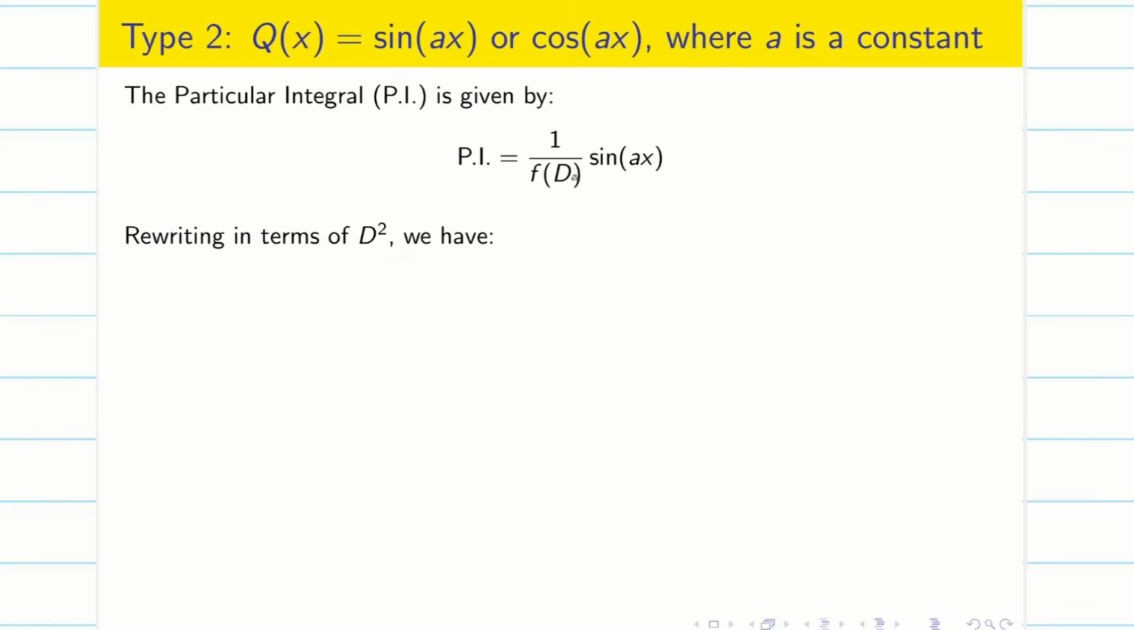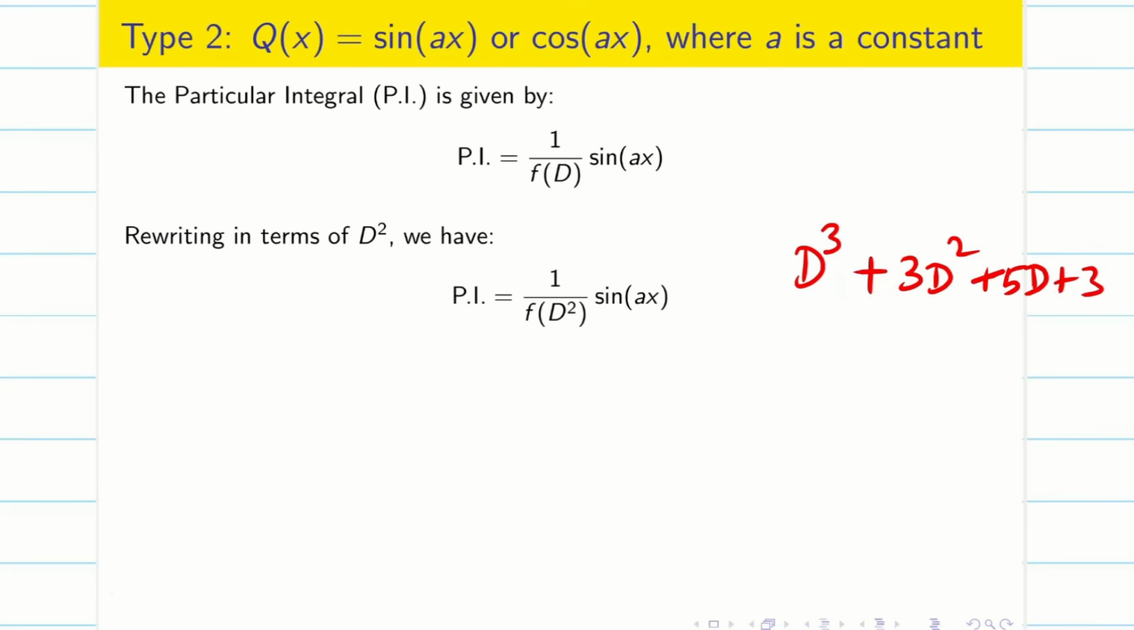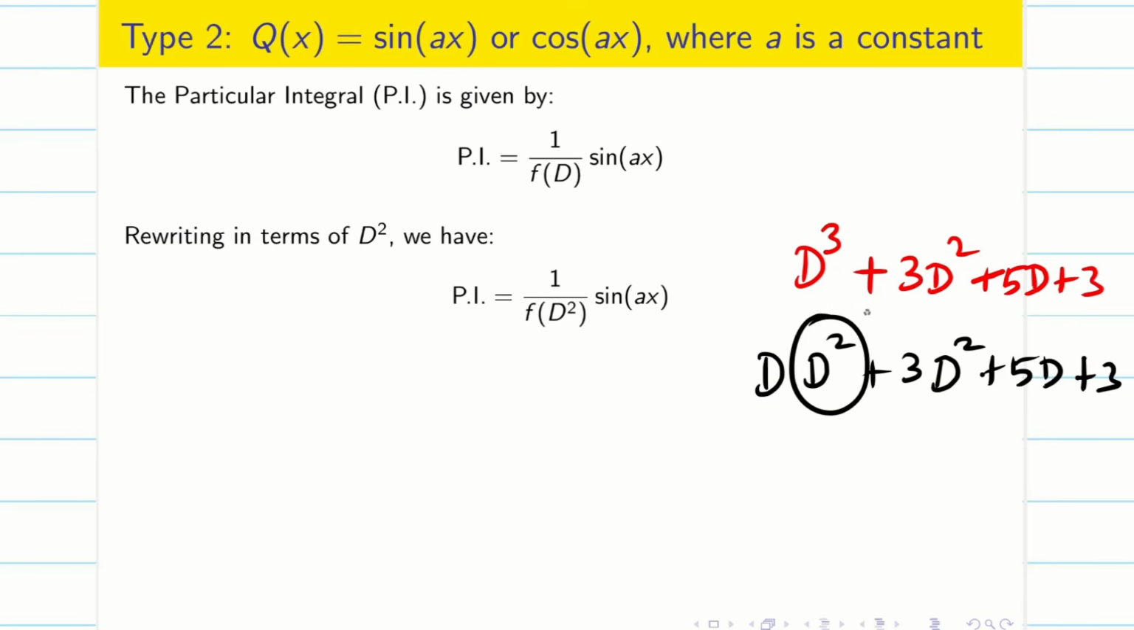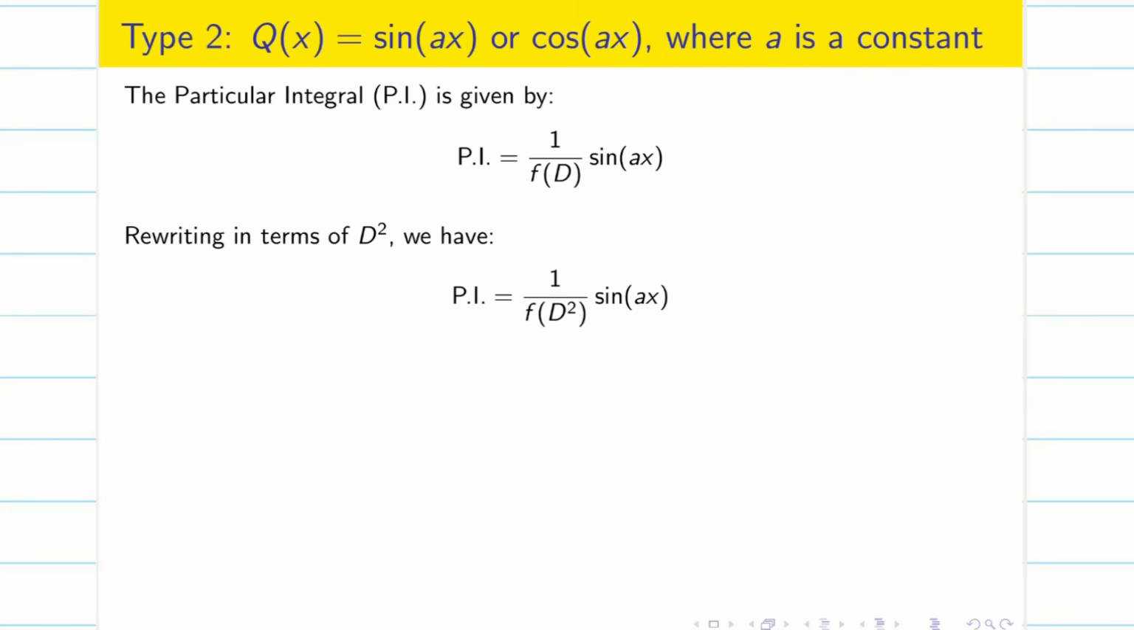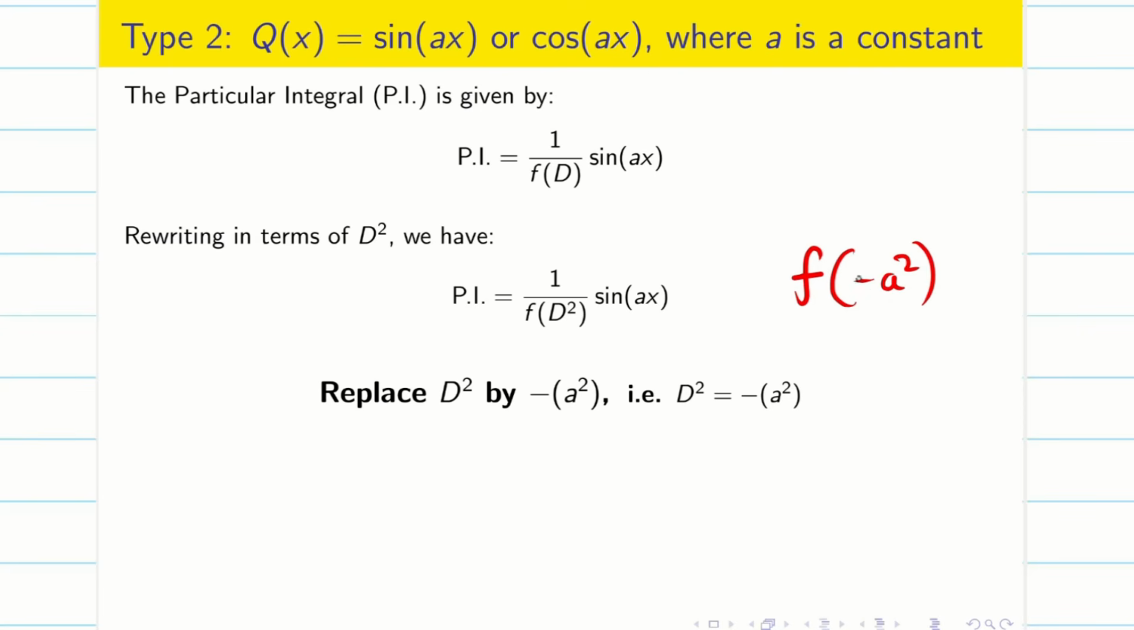So, I will write my problem in my convenient format. For example, if the problem is D cube plus 3D square plus 5D plus 3, I can write this as D into D square plus 3D square plus 5D plus 3. To substitute the value of D square, I am just writing D cube as D into D square. But we don't want to worry because our problem is mostly a second order linear differential equation, so it will be D square. Now the rule is D square is replaced by minus a square, so we will be getting f of minus a square.